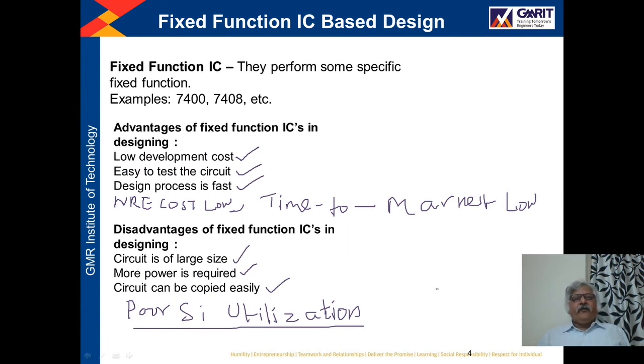So this is about the fixed function IC based design, its advantages and disadvantages. And in the next lecture we will see the full custom ASIC based design.